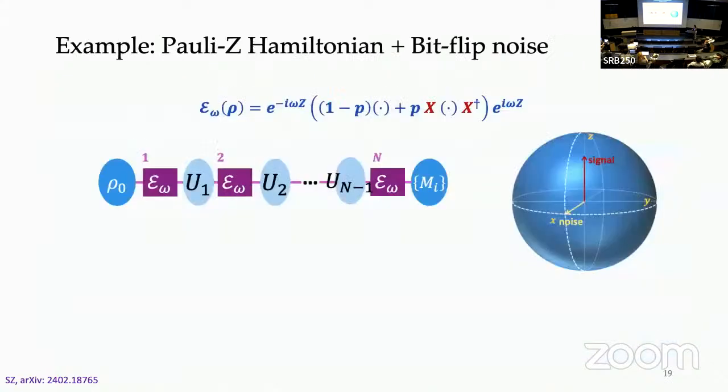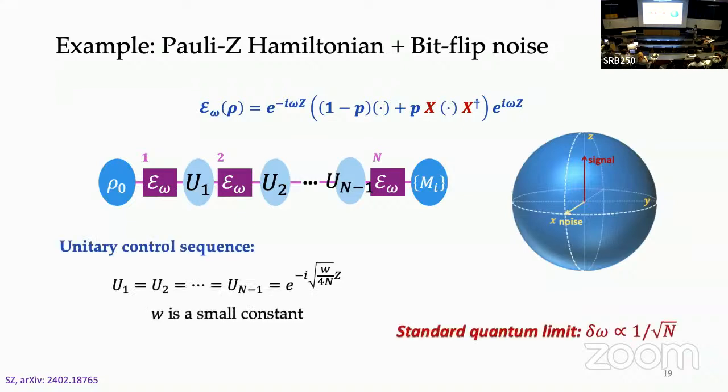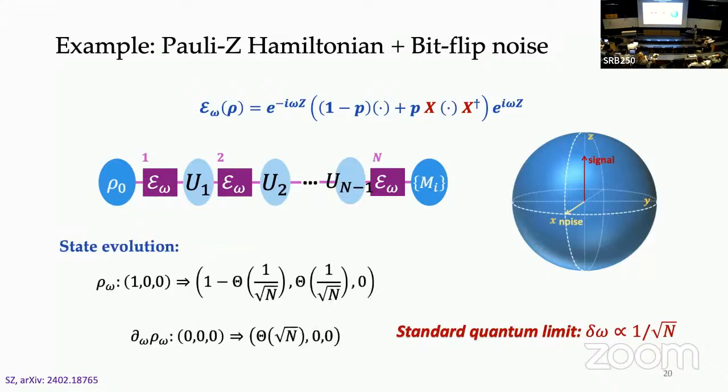So finally, I'm just going to talk a little bit about how the unitary control sequence actually works. So basically, if we have bit-flip noise and the Pauli-Z Hamiltonian, we can actually achieve the standard quantum limit by only performing unitary control. And this is how it looks. It's actually a control that is uniform throughout the evolution. It's going to be a rotation around an axis, and then the angle depends on n, which is the number of time steps. And then in the end, you can have a derivative of the state that is proportional to the square root of n. And it implies that you can achieve the standard quantum limit.